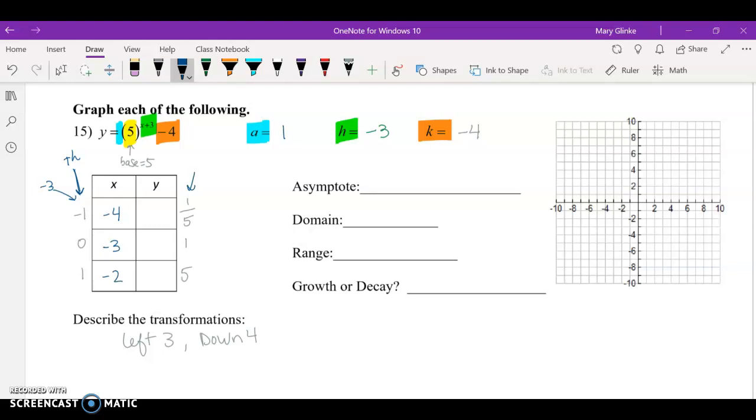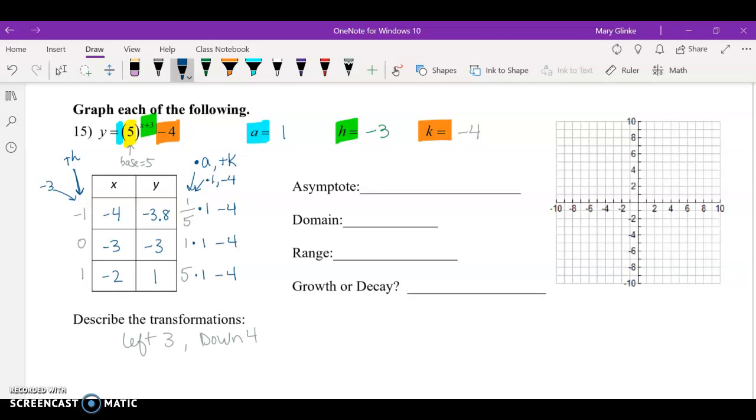For my Y values, you're always going to multiply by A and then add K. So for this example, we're going to multiply by 1 and then subtract 4. So we're going to do 1/5 times 1 minus 4, 1 times 1 minus 4, and 5 times 1 minus 4. When we do 1/5 times 1 minus 4, we get -3.8 or -3 4/5. 1 times 1 minus 4 is -3. And 5 times 1 minus 4 becomes 1.